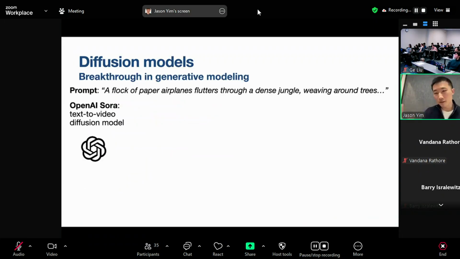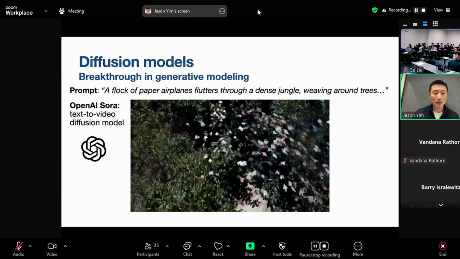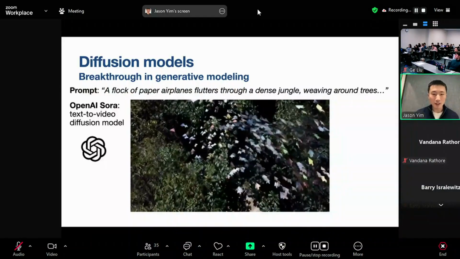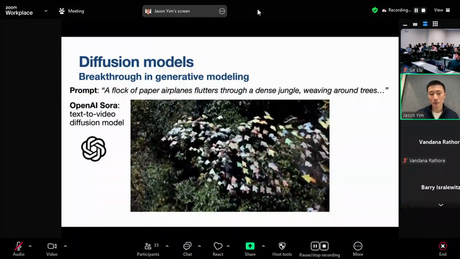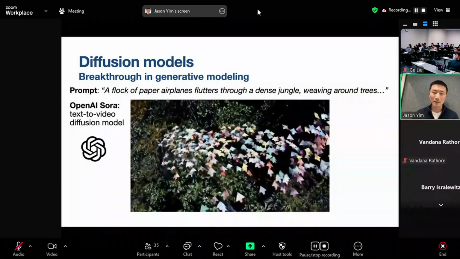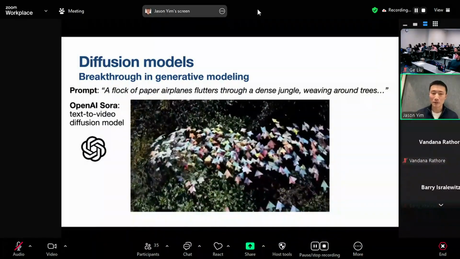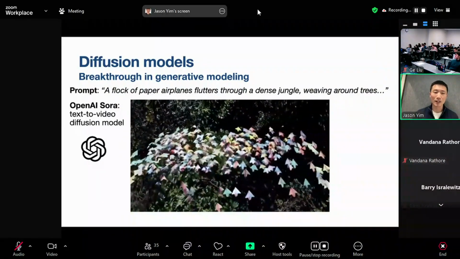Okay, so I think hopefully most people here know what diffusion models are. My favorite instance is OpenAI's Sora model, where you give it a prompt in text form, and then the model is going to generate you a video or an image or audio that matches the prompt really well. And this was, to the layman, to the general audience, one of the wow moments of where generative models really took off.